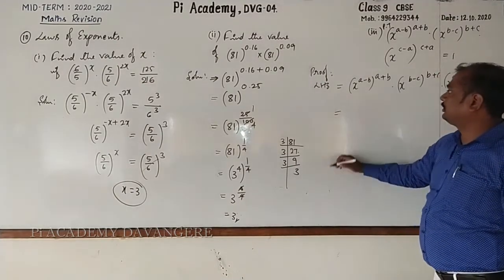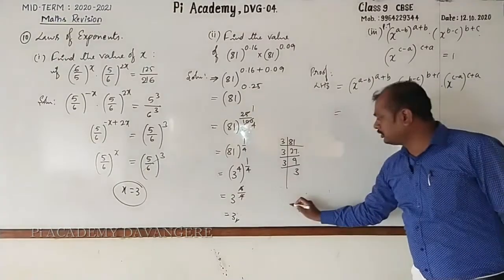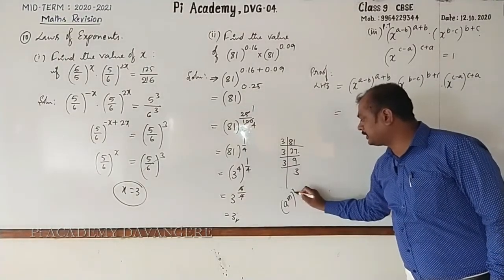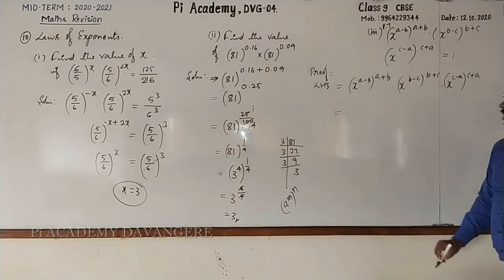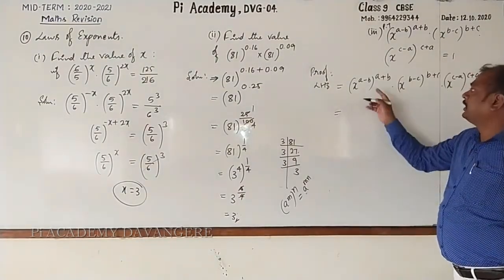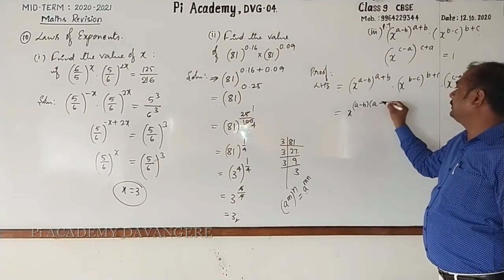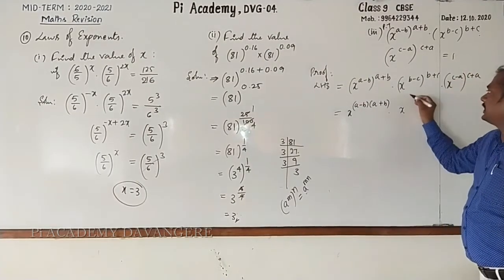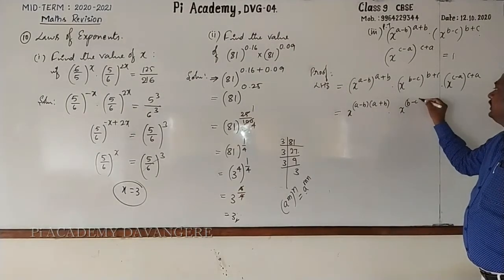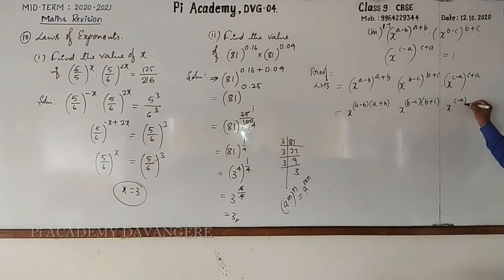When you observe each of the terms, you can see it is of the form (a^m)^n. How do you write this? It is a raised to the power m into n. Now the first term can be written as x raised to the power (a-b) into (a+b). Next, x raised to the power (b-c) into (b+c). And the third term, x raised to the power (c-a) into (c+a).